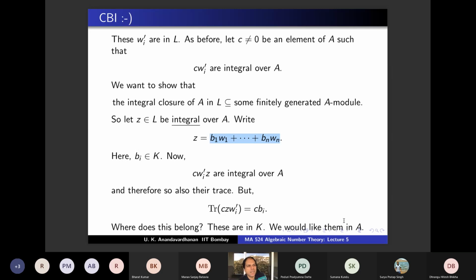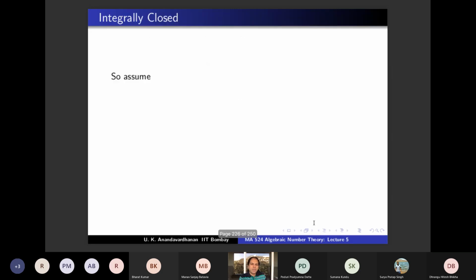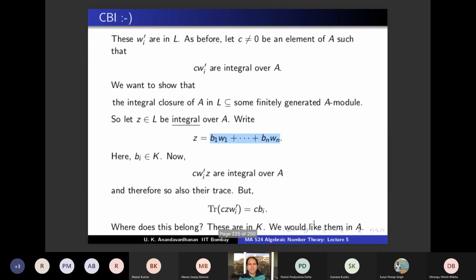See, suppose I start by saying that no, we would like to have something more. Then the natural answer is A. Only that I meant right now. Okay, so these are in K. We would like them to be in A, but that may not happen. But you can put one more condition so that it happens, and that is integrally closed. Assume A is integrally closed. Then you are okay, right?